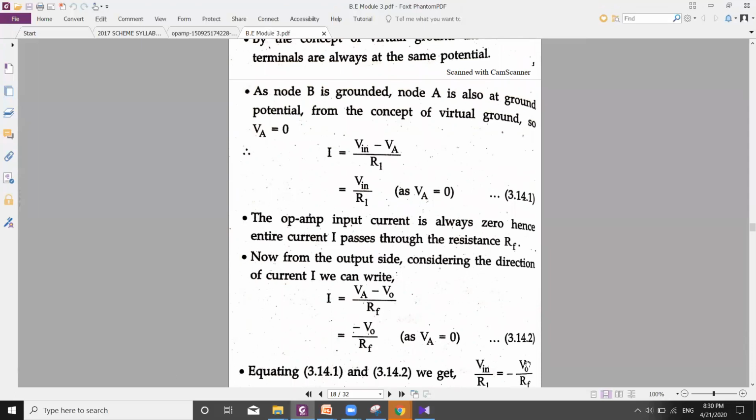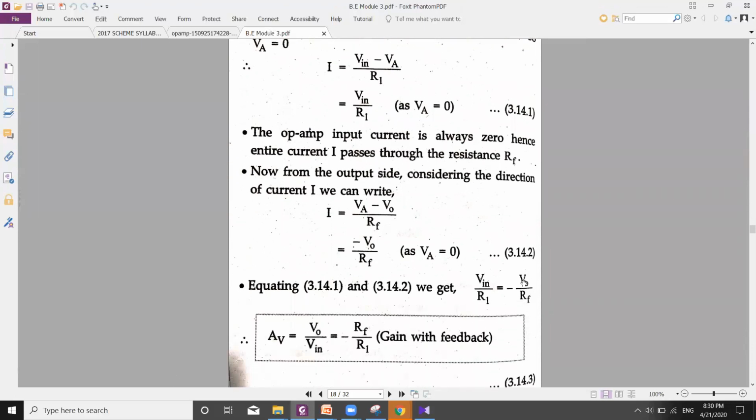Now expressions 14.1 and 14.2 are both written for the same current I, so let us equate them together. That is, Vin by R1 is equal to minus Vo by RF, which is nothing but 14.2. Now we will write the expression for the voltage gain AV. Voltage gain AV is equal to output voltage by input voltage, which is equal to minus RF by R1. How I got this expression is, from this we are modifying this expression.